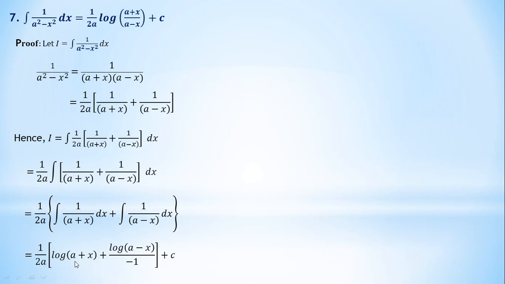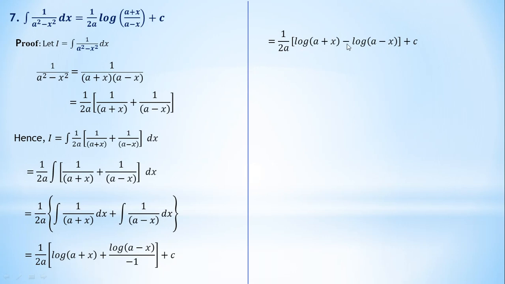Okay, now due to that minus 1 we get the integration as 1 upon 2a into bracket log of a plus x, and here we get a minus sign. That's why we get the minus sign here. Okay, so see this carefully. Our adjustment is 1 upon a plus x plus 1 upon a minus x, but due to this derivative we get a minus sign here. So log of a plus x minus log of a minus x, and hence by the logarithmic rule we get 1 upon 2a into log of a plus x upon a minus x plus constant.